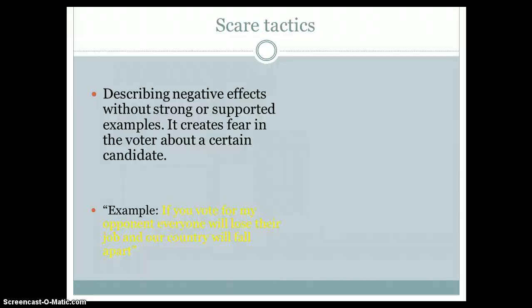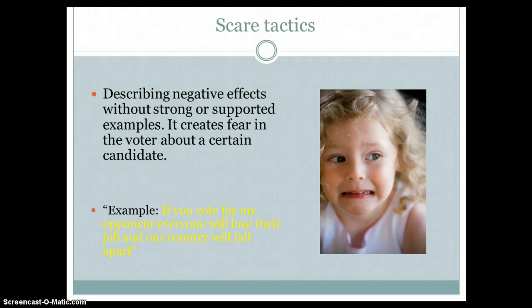We'll just move on. Next one, scare tactics. It's describing negative effects without strong or supported examples. It creates fear in the voter about a certain candidate. Alright? So an example of this would be if you said, if you vote for my opponent, everyone will lose their job and our country will fall apart. Candidates normally say something along those lines. Not verbatim, maybe not that the country will fall apart, but that the country maybe won't rebound from bad economics whenever the economy is not doing so well. Okay, so the whole point of it, like the little girl, whenever Mr. Grant does something crazy, gets scared.